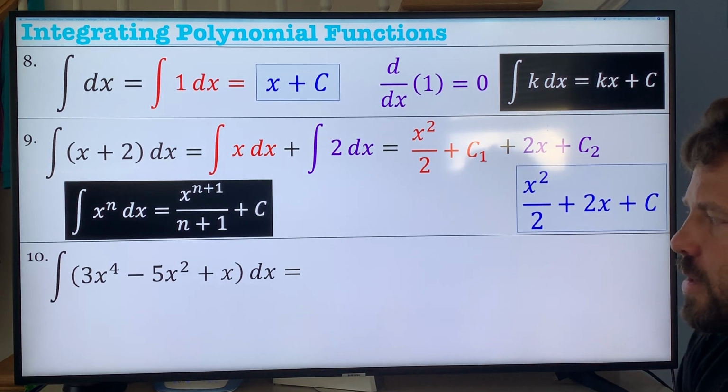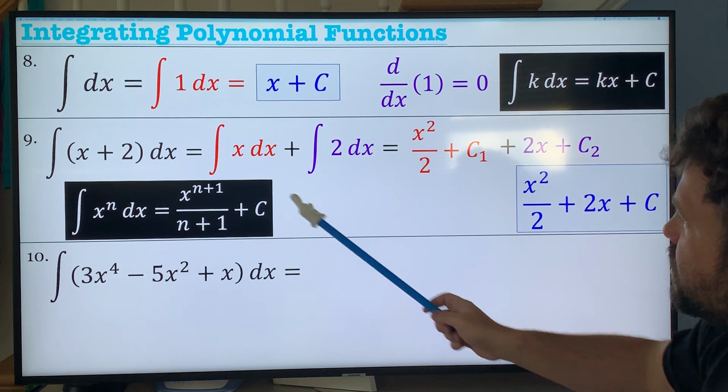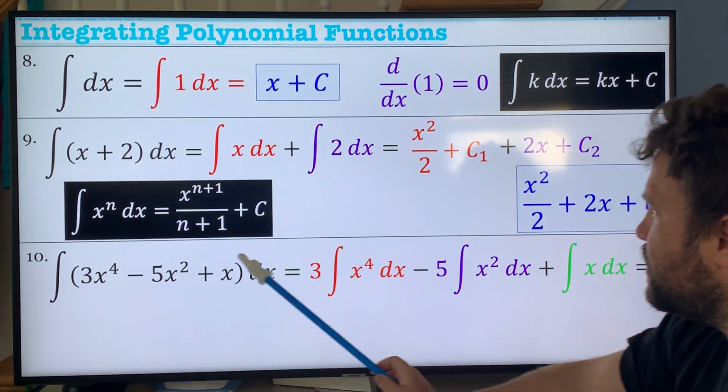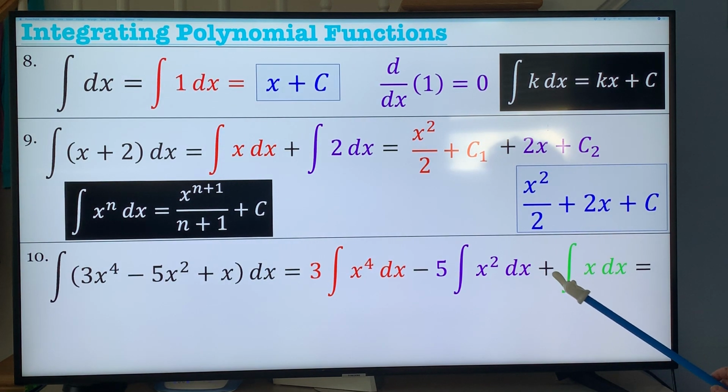When you guys attempt problem 10, this is always just c. So it doesn't really matter that you do c's here to the end. You're going to integrate each one of these individually. Pull out the 3, pull out the negative 5, pull out the nothing.